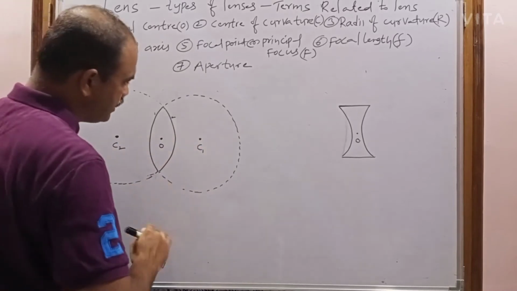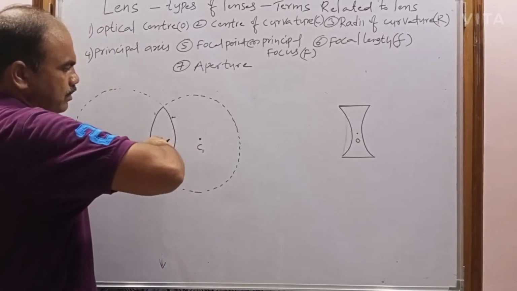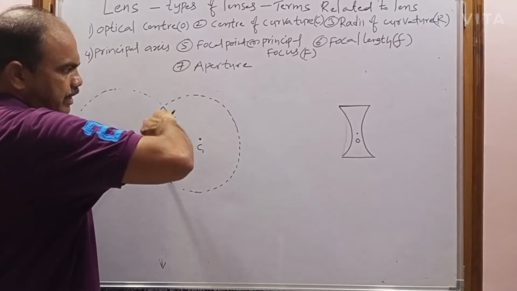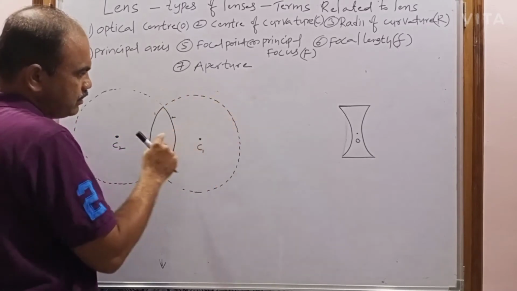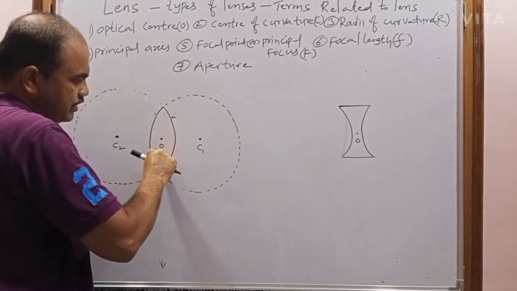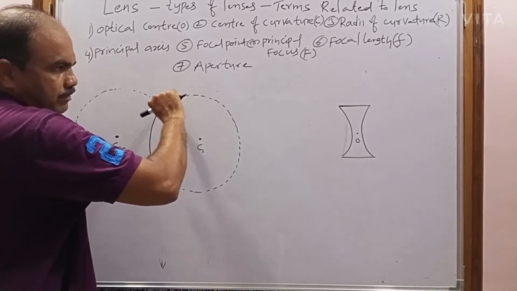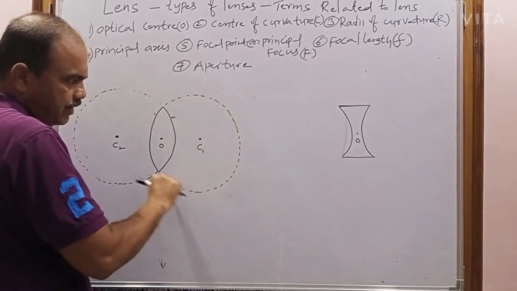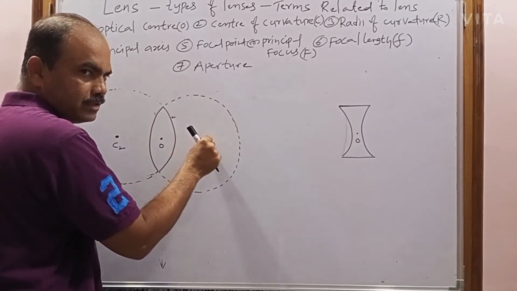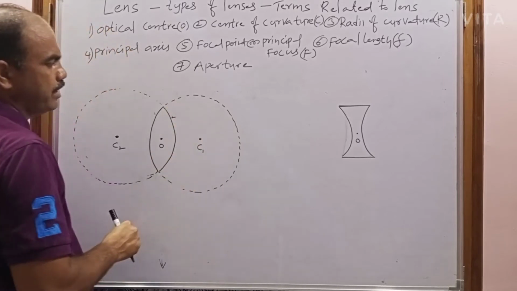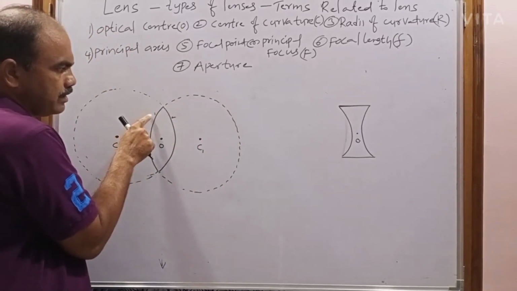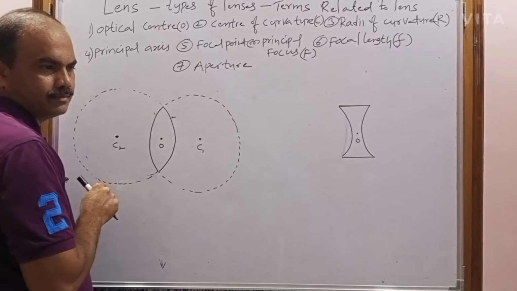What is center of curvature? By taking the curved or spherical surface of the lens, this is one of the spherical surfaces of the convex lens. When I draw the sphere by taking the spherical surface of the convex lens, you get the center for that sphere. That center of that sphere is known as the center of curvature for this surface.